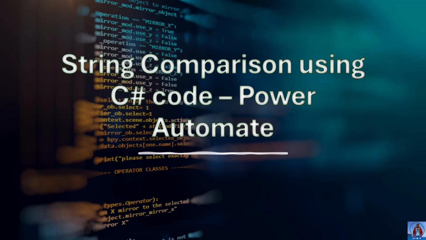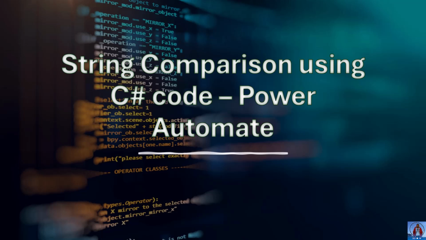In this video we're going to create a string comparison using C# code and how to use the string comparison within Power Automate. In Power Automate we already have a comparison operator, or in the conditions you can always check whether the two strings are equal.